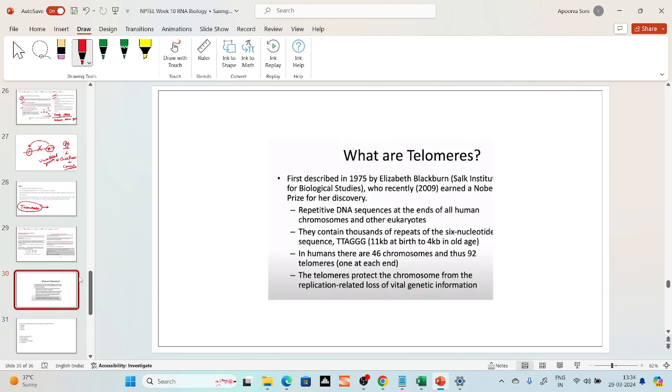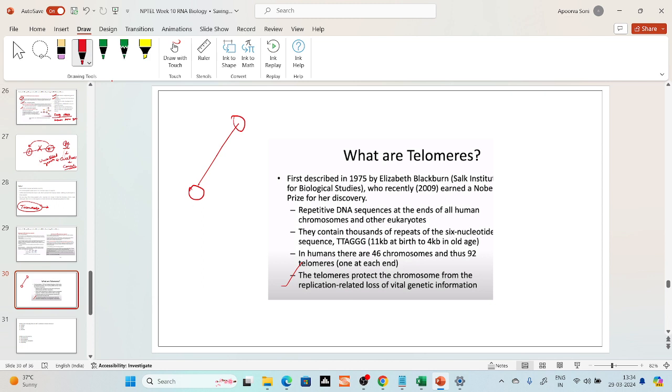Now one important thing that we might be studying in our next lecture also is the telomeres. If this is your sequence, at the last you have telomeres. And these protect the chromosome from replication related loss of vital genetic information. Okay. These telomeres are very important, and they were first described by Elizabeth Blackburn, who won a Nobel Prize for it as well.